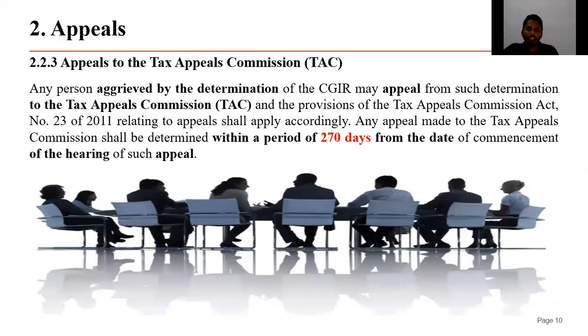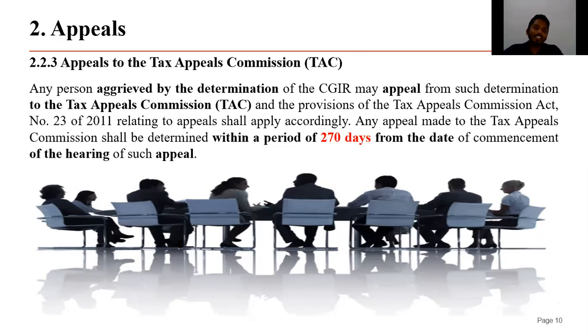What we have to do is, normally if there is a fight between brother and sister, or younger brother and elder brother, normally we talk to the parents. Then if the parents do not give a proper solution, we go to the grandparents. Likewise, if the CGIR, normally the assistant commissioner and the taxpayer are fighting here, and they are not giving a solution, we go to the Commissioner General.